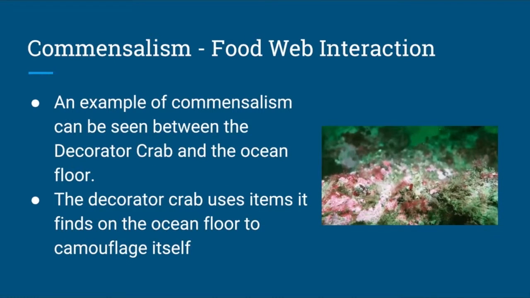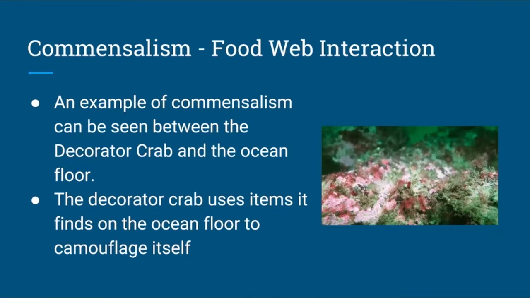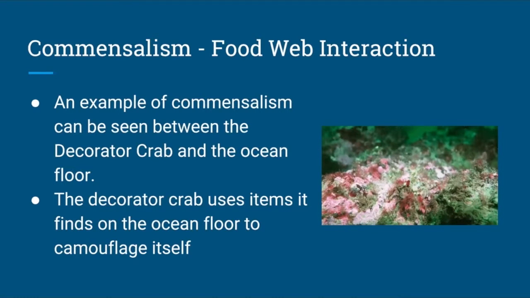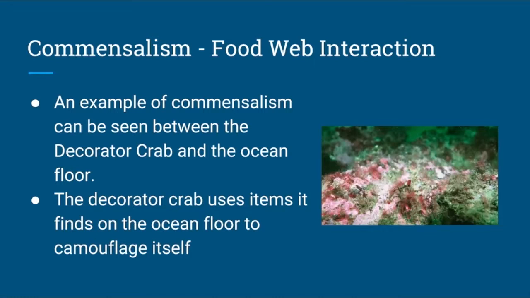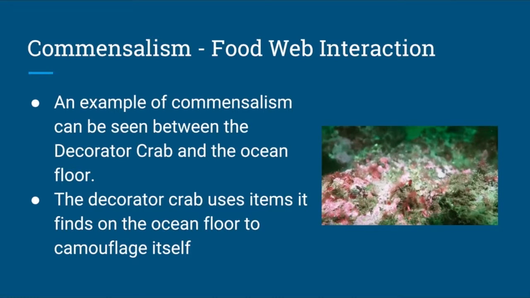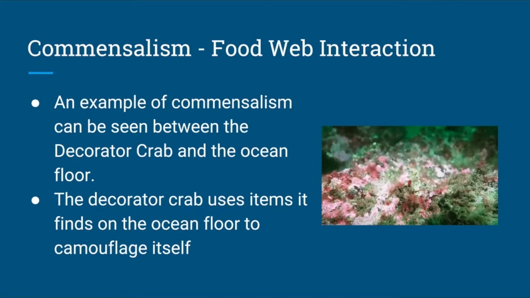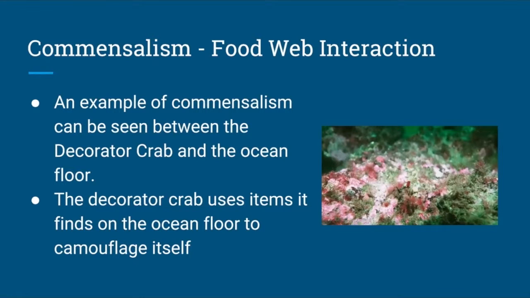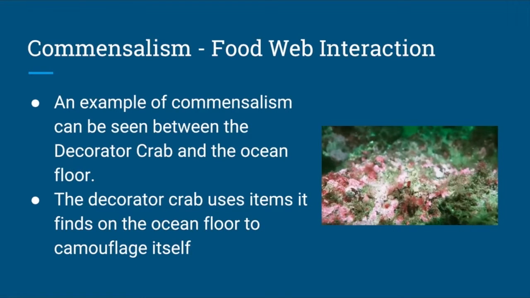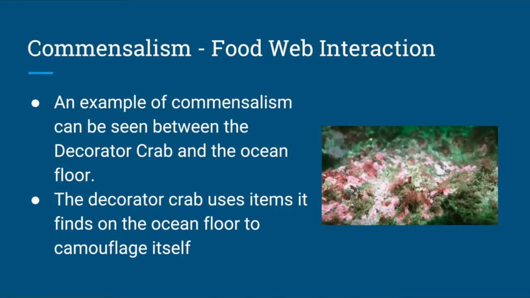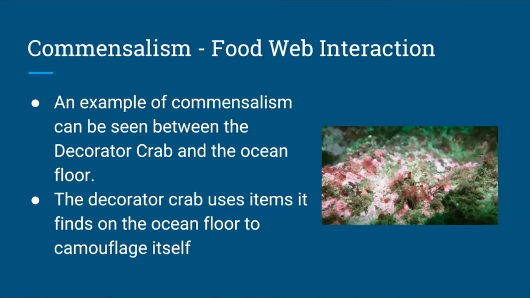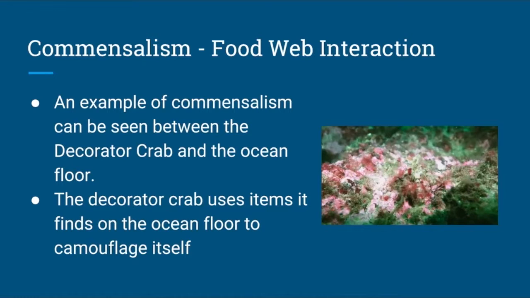This is an example of a commensalism food web interaction. This is seen through the decorator crab and the ocean floor, which is seen in the GIF to the right. The decorator crab uses items it finds on the floor to camouflage itself. The crab holds decorations to its body using bristles on its back which behave like Velcro, allowing it to be disguised. Because the crab molts its shell as it grows, decorations are recycled during the molting process.